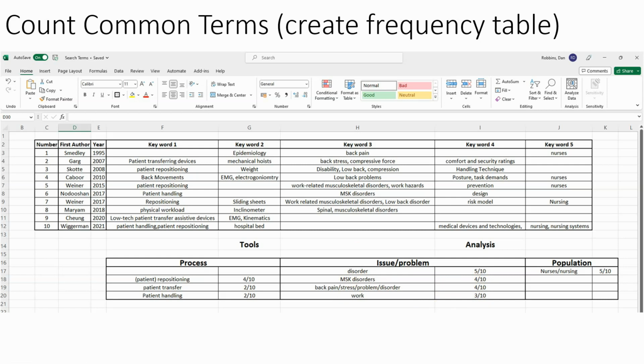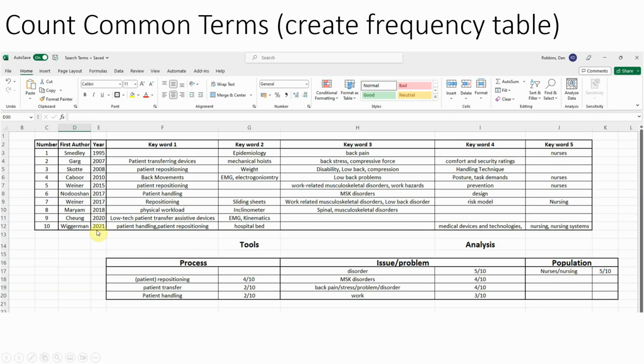And in terms of the population, what I found so far was 5 out of 10 of the articles used nurses or nursing. However, no other variation was presented. It was either nurses, nursing, or no population at all. Therefore, we would probably want to consider that this is an important population to look at.